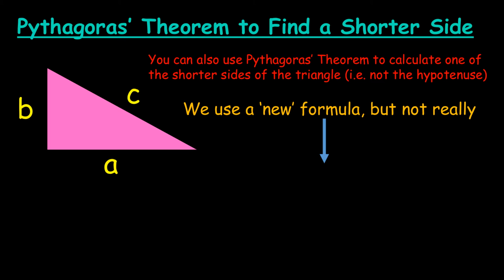So I've written here that we use a new formula, but it's not really, it's just an algebraic rearranging of the existing formula. So we say that a squared is equal to c squared minus b squared. Now, you don't get this version of the formula in the formula sheet. So you're going to have to make sure that you know when to use that one and that you've been able to remember it. I'm going to show you a couple of examples using this new formula. I say new in little quotation marks because it's not really new. One where it's nice whole numbers, and then one where we have to do a little bit of rounding.